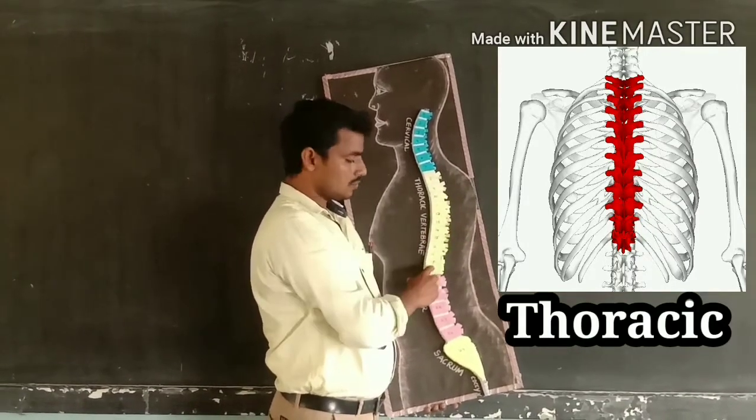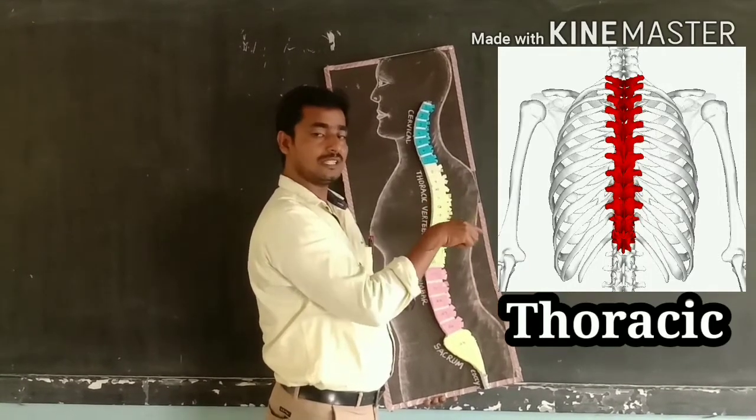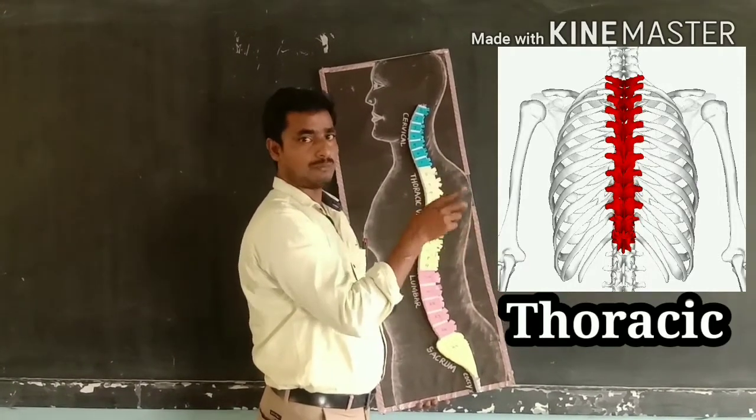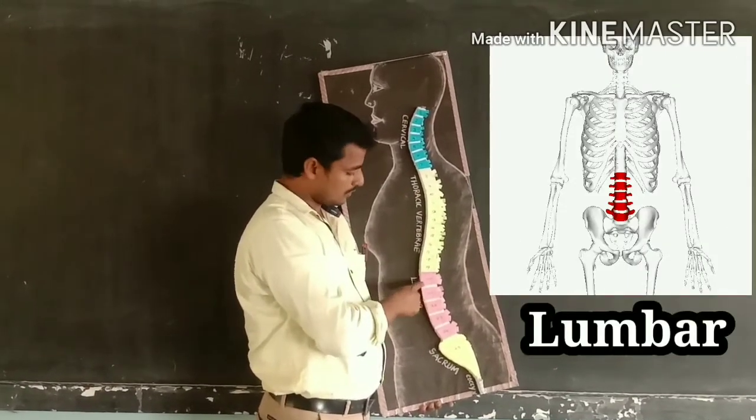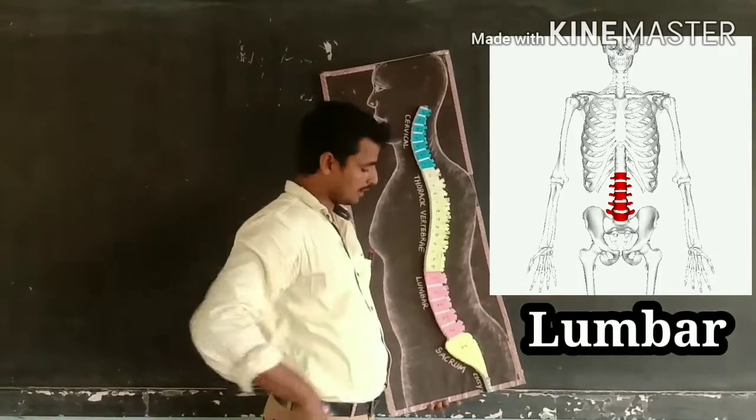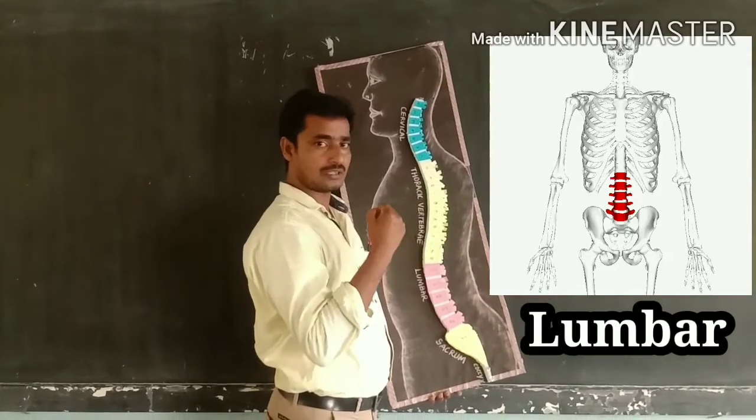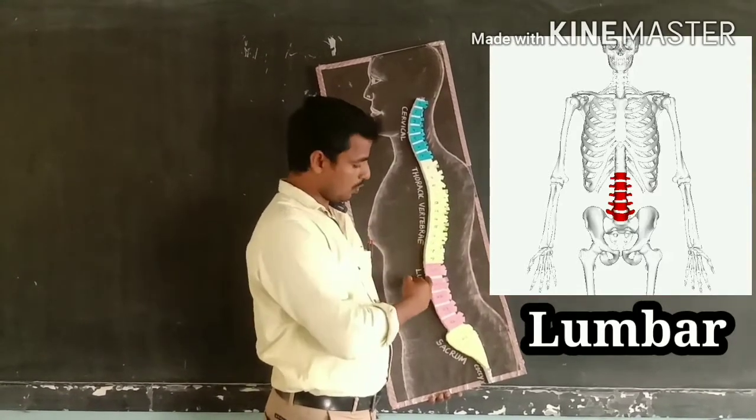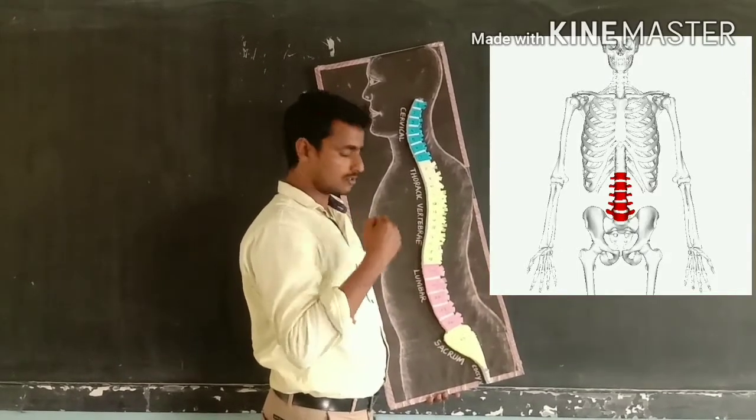The thoracic vertebrae have 12 bones. These 12 bones are attached with the 12 pairs of ribs. After that, the lumbar vertebrae are located behind our abdominal region, and they are very heavy and strong bones. They have 5 bones.